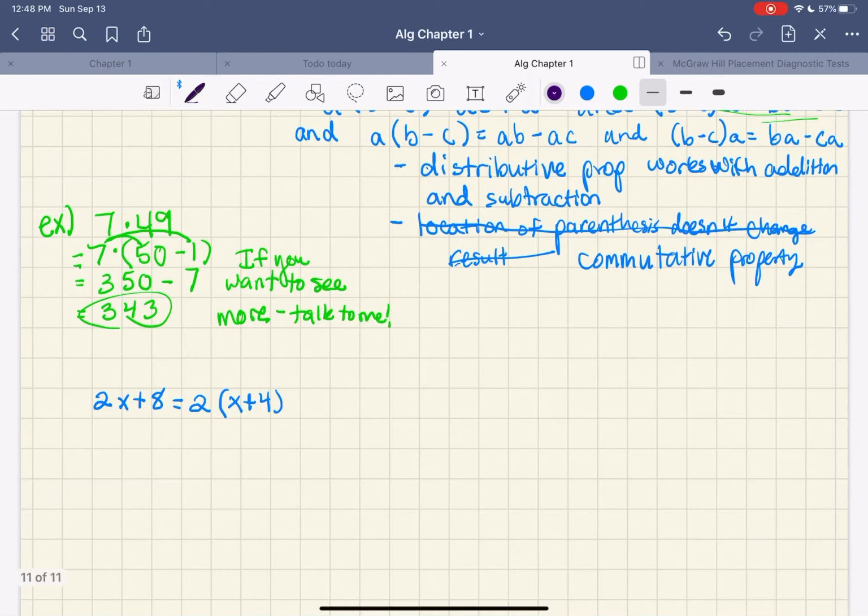So let's look at example 3. Oh, sorry. Forgot I wasn't doing numbers. Just example. This is going to be about simplifying algebraic expressions.